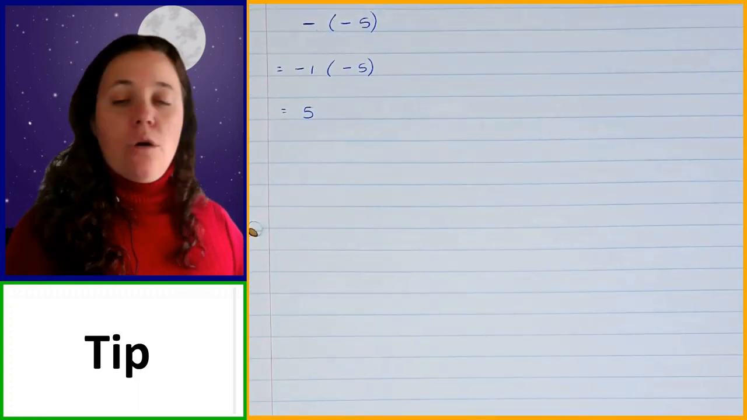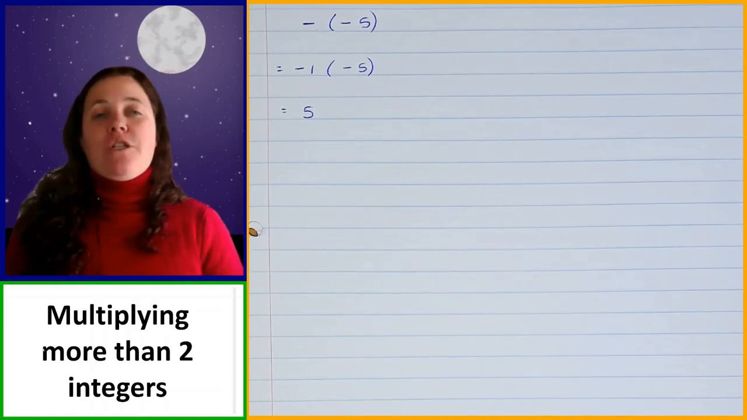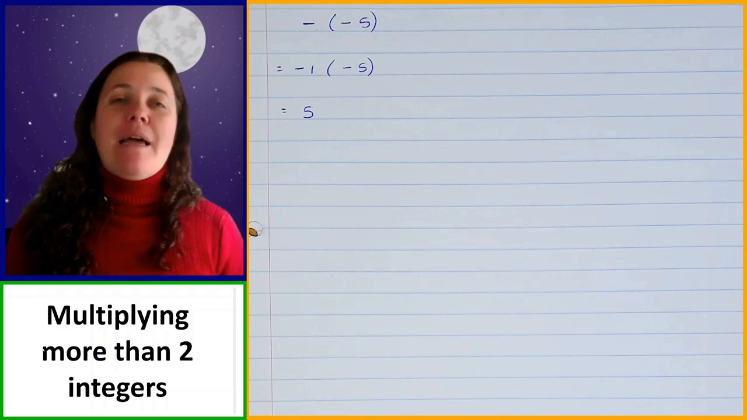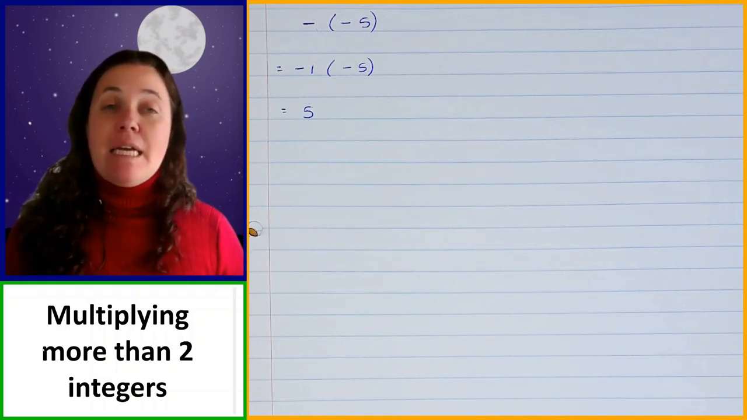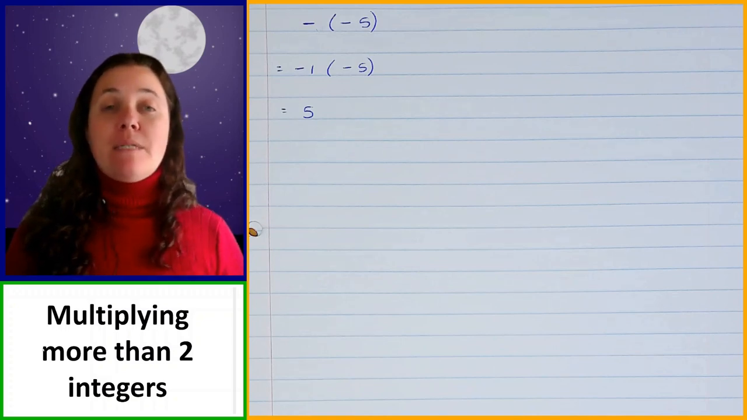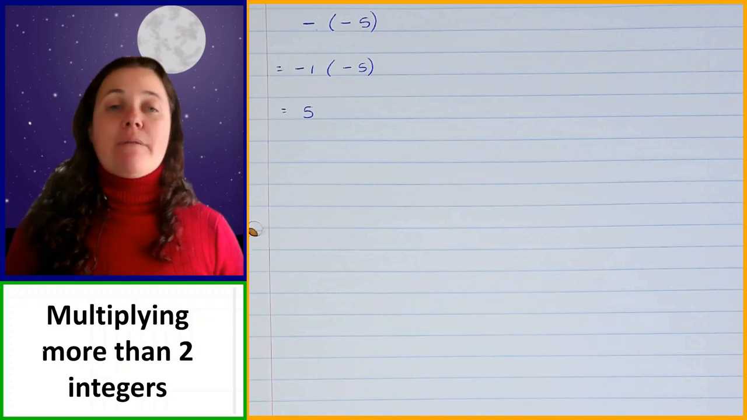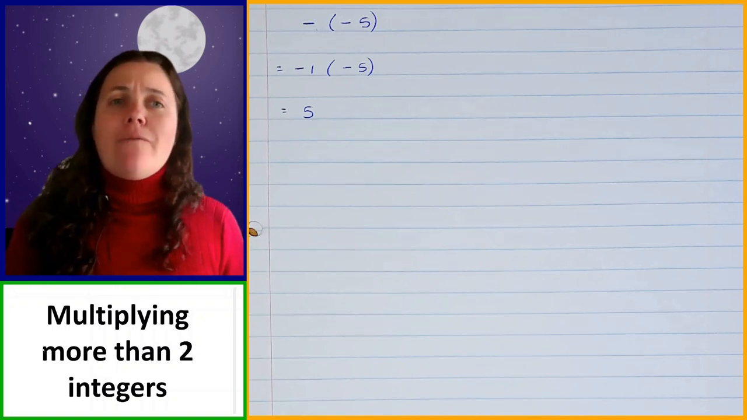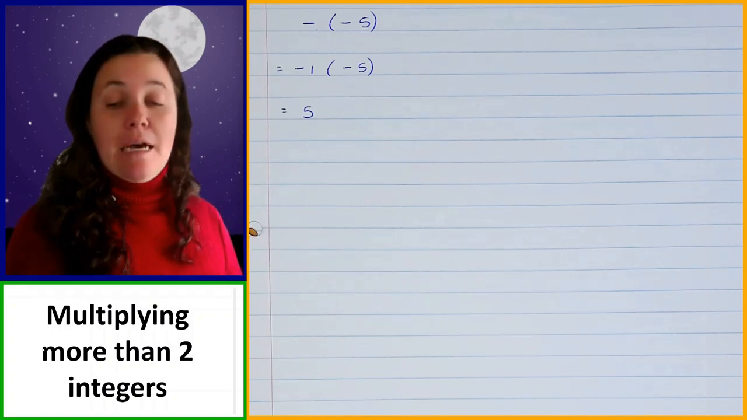So now we're going to go and have a look at what happens when we are multiplying more than two integers. So far we have been multiplying two integers together. We've had things like negative 10 times negative 5, we've had 3 times negative 8, so we've had some where we had positive times negative, some we had negative times positive, sometimes we had negative times negative. But what happens when you have more than two integers that are being multiplied together? So that's what we're going to be looking at now.